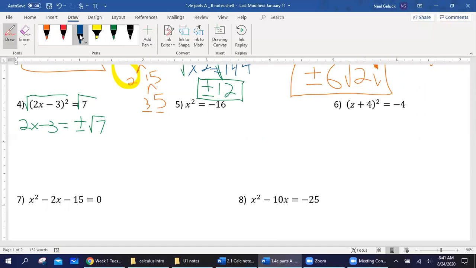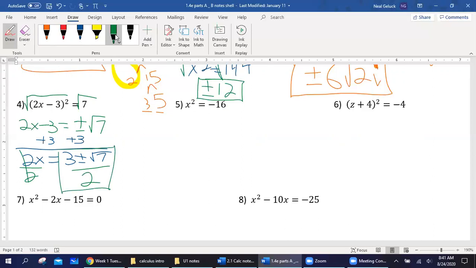I'm going to add 3 over. Now I can put it in front or behind the root. I'm going to put it out in front. This will be 2x equals 3 plus or minus root 7. Last step will be to divide by 2. So I get that x is 3 plus or minus root 7 all over 2. Again, that really is two answers.